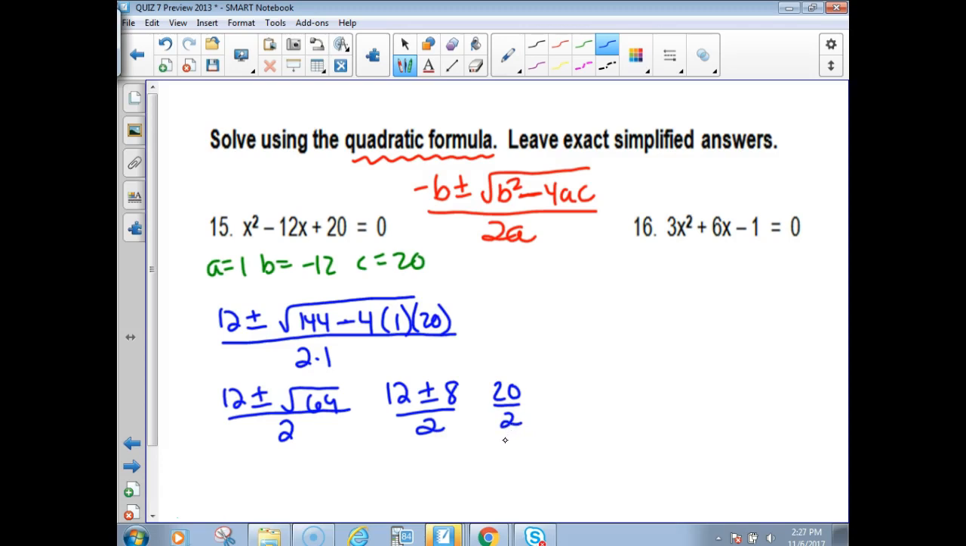No, I would do it last. If you did it correctly, yeah, because it would be 6 plus or minus 4, which would give you 10 and 2. That works. Just be careful and make sure you did all 3, right? And 12 minus 8 would be 4 divided by 2, which is 2. Okay, so you got x is 10 and 2.